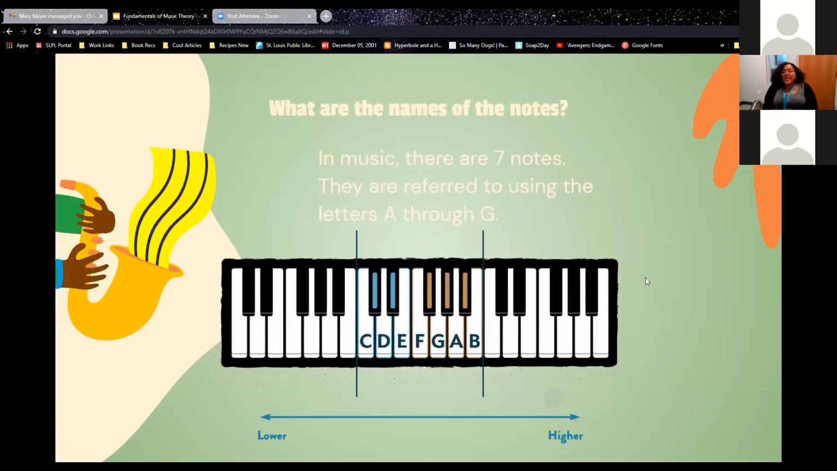This is a bit of a recap from last week, just in case there's anyone new joining us: the names of the notes. When we're talking about music, we're talking about Western music, so United States, Europe. Different countries that have their own subsect of music will have their own system, but this is the system that we're working with. For our purposes, music has 7 notes, and these are the letters A through G.